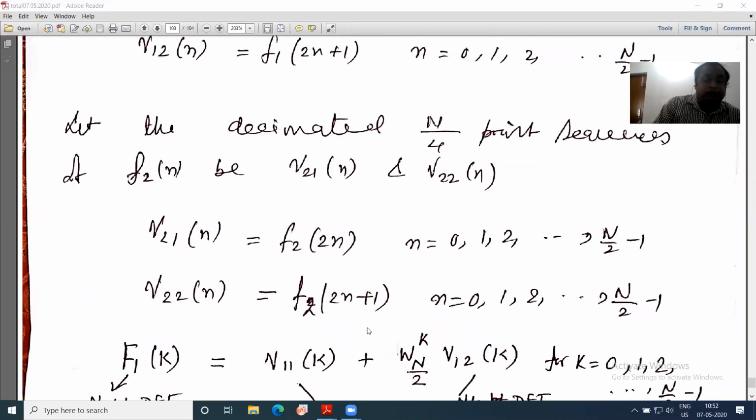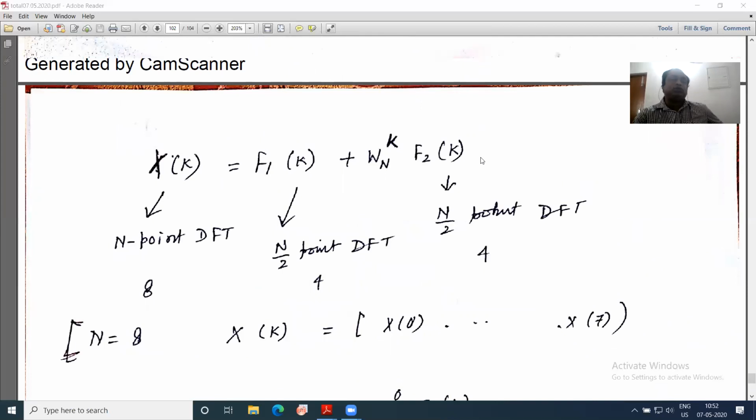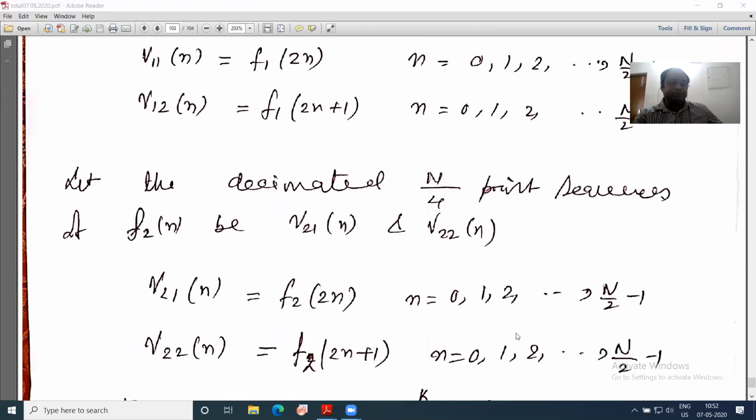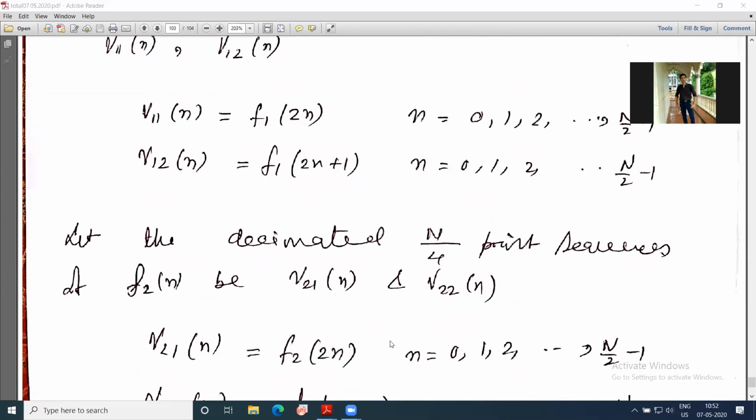Okay, now tell me, in this expression we are having two things. This is the n by 2 point DFT, and this is the n point DFT. Now how are they related? So x of k is f1 of k plus wn k f2 of k. Now if I come here, what will f1 of k be? The n by 2 point, v1 of k, w n by 2 k, v2 for f2. Okay, what was here?